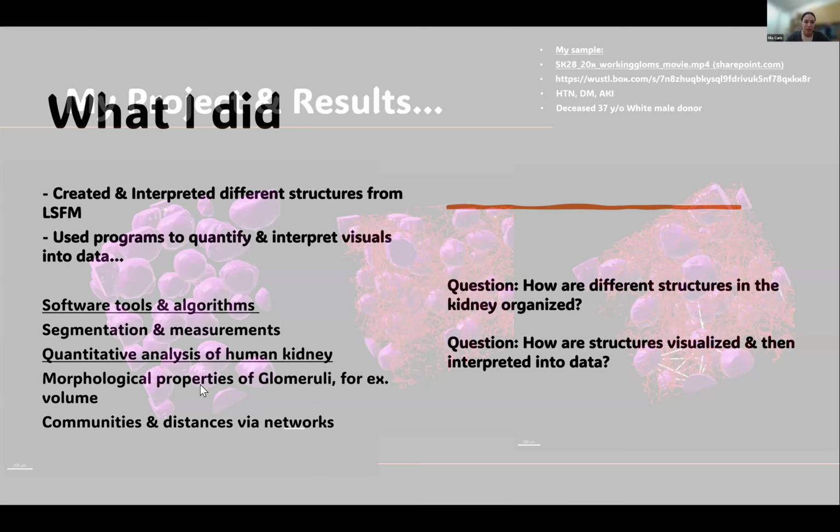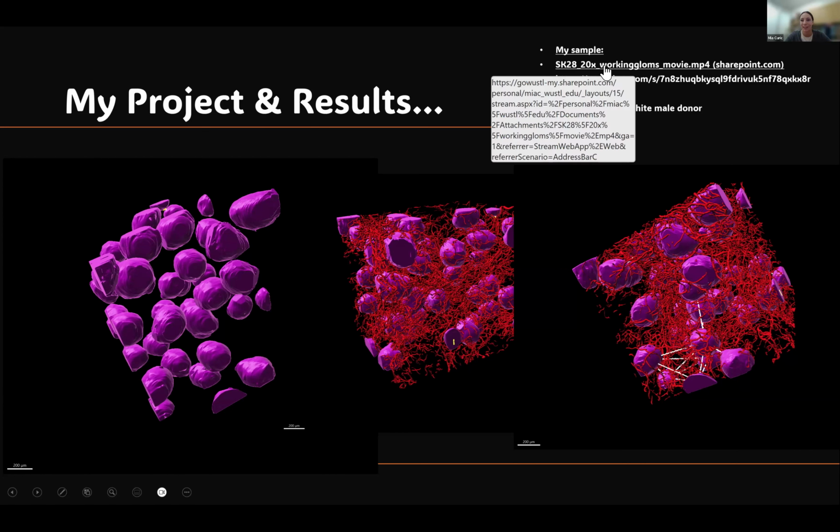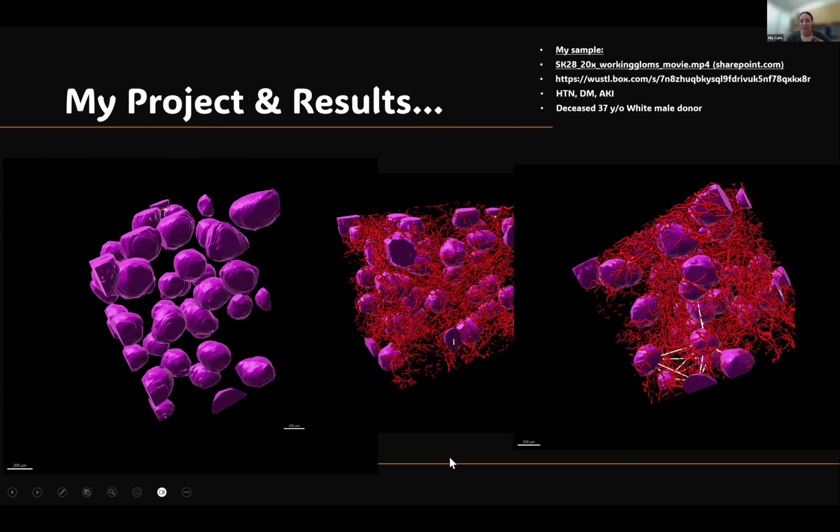So this is more my project. You can see right here, this is my glomeruli segmented out. I cleaned them up, and I also had them with the nerves here. And then this was with a network. My sample was an acute kidney injury sample, just to note. I have an animation that I think I'll get to at the very end to show you guys.